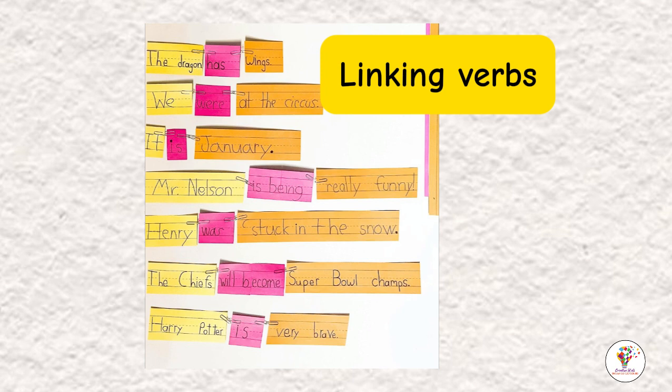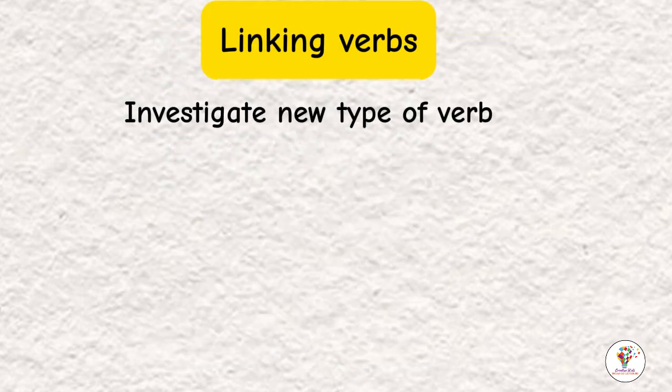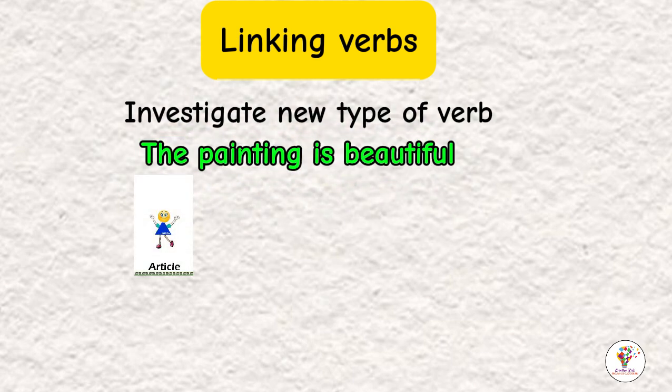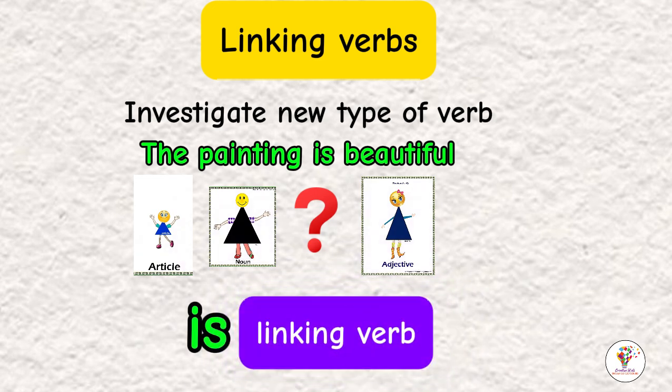So like this, you will say first of all, child, we are going to investigate a new verb, because they already know about the verb. We will take a sentence. The painting is beautiful. And say to your child, tell me, put the symbol with them. The painting is beautiful. But he does not know about the is. Now you will tell him that is is a linking verb, because all sentences have a verb and is is the verb in this sentence.